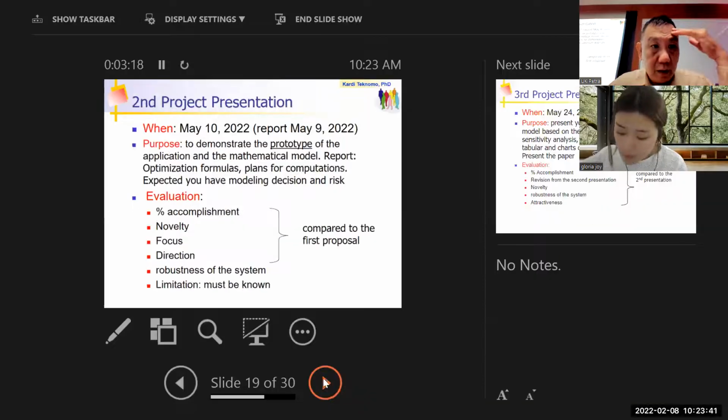The second project presentation is on May 10. Reporting is May 9. That means you submit the report. At this point, I hope you already demonstrate the prototype of the application. Okay. In the report, you're supposed to have the optimization formula, and then what is your plan for computation. Okay. So I expect that you have some kind of modeling decision and risk analysis at this point. Okay. So if you have some problems at this point, the limitation must be known. Right?